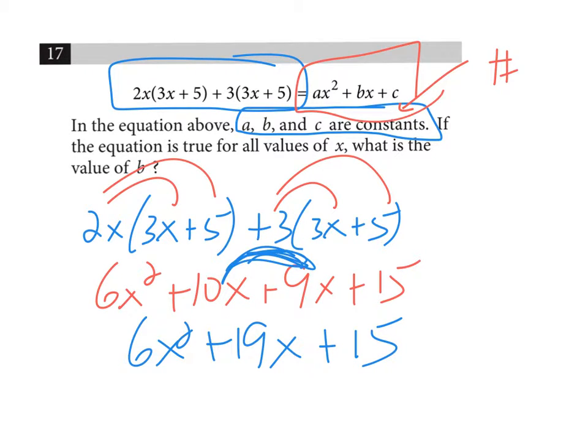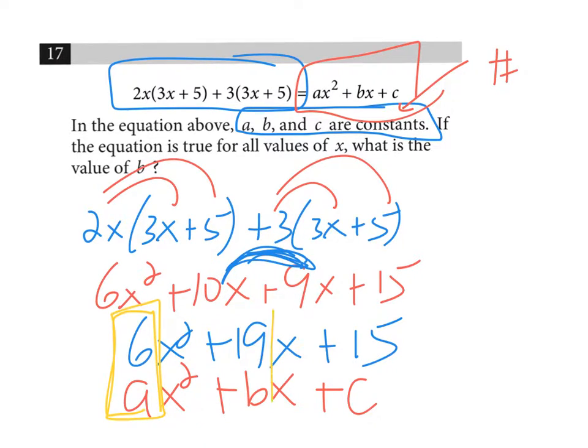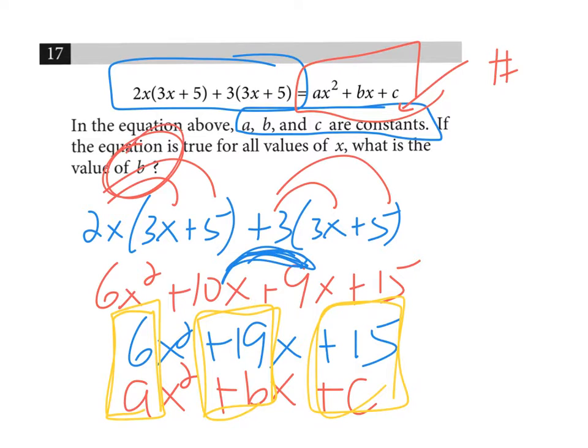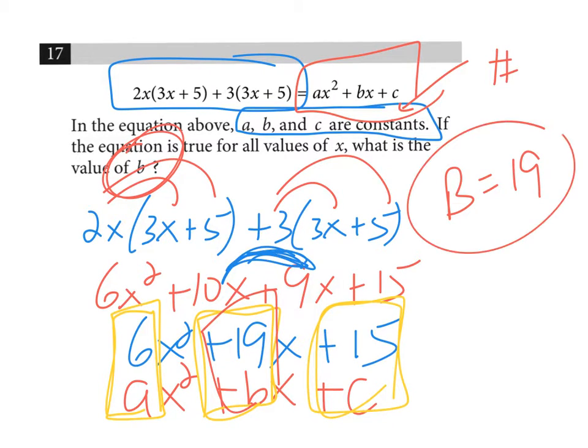The right-hand side is ax squared plus bx plus c. So what does that mean? If these expressions are equal, that would mean a is equal to 6, b is equal to 19, and c is equal to 15. So since this question asked what is the value of b, in this case b is equal to 19.